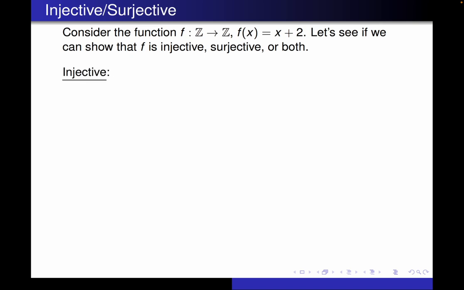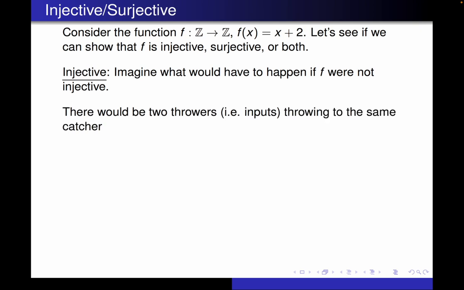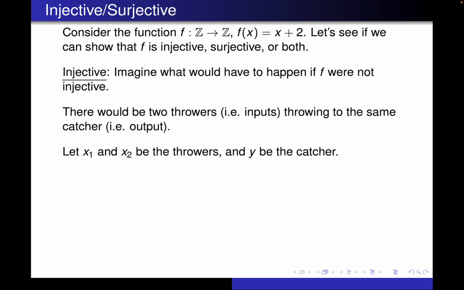We'll see. So for injective, let's see if we can imagine what would have to happen if f were not injective. So let's look at the counterfactual. There would have to be two throwers, and those are inputs that would be throwing the ball to the same catcher, which would be the output. So let x1 and x2 be these hypothetical throwers, and for the sake of this argument, we're pretending that they're different and seeing what would have to happen. And so then y is the catcher that they're both throwing the ball to.